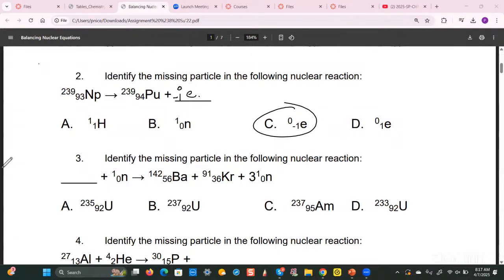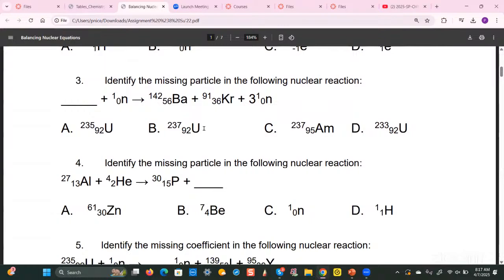Let me clear this here. And scroll down. Okay, for number 3, identify the missing particle again. So let me hear what you have to say about this one. Get my calculator. What's the total mass number on the right side?